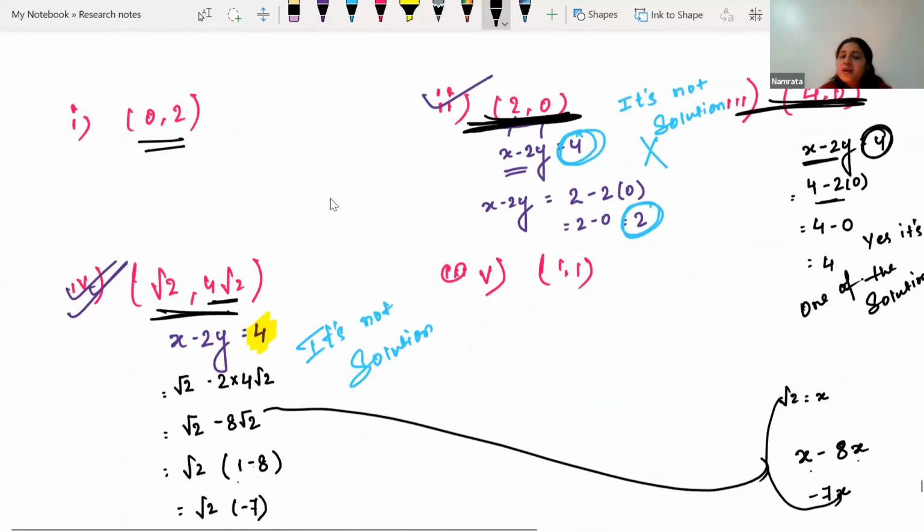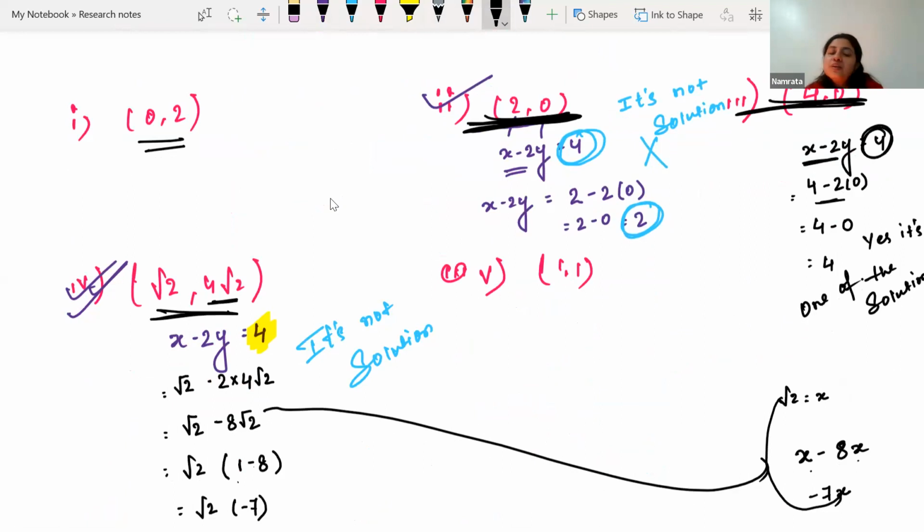Okay, 0 comma 2. Please, everyone, when you are coming here to attend the class, open the book in front of you, so that when I am taking the question, you will be able to relate that okay, this is what is given in the question, and that is what we have to find.